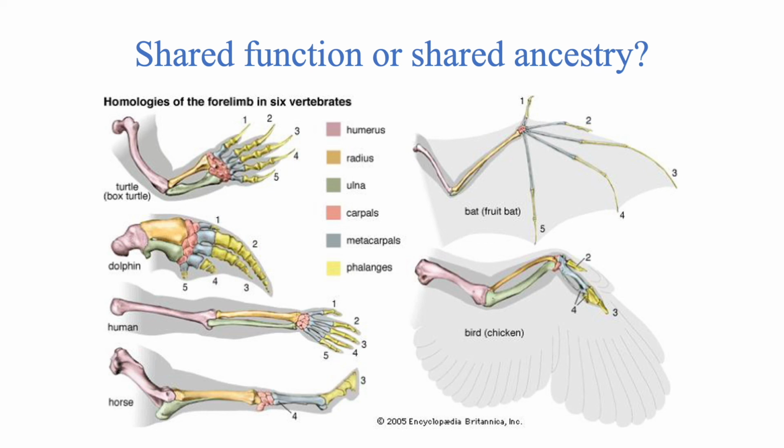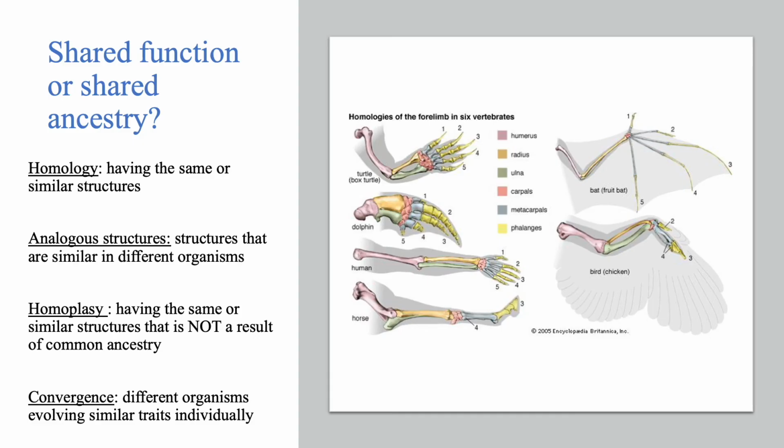But does this mean that we share a recent common ancestor? No. Sometimes different structures are similar to one another because the organisms we're comparing may use their bodies in similar ways. These are key distinctions that researchers have to make when studying comparative morphology.